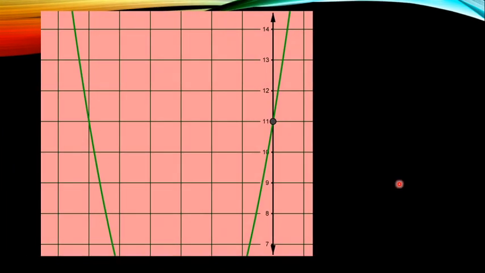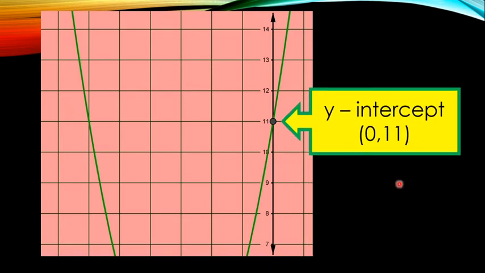Next. So, here is our y-intercept, 0, 11. How are you going to find the y-intercept? You just transform our function into standard form and get the value of c, that is 11.